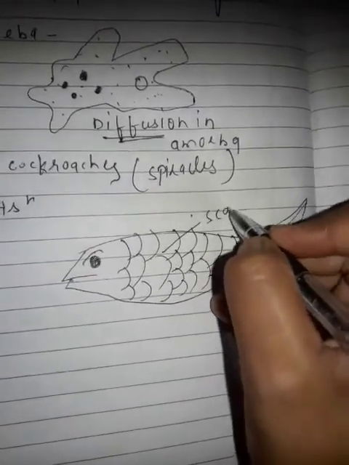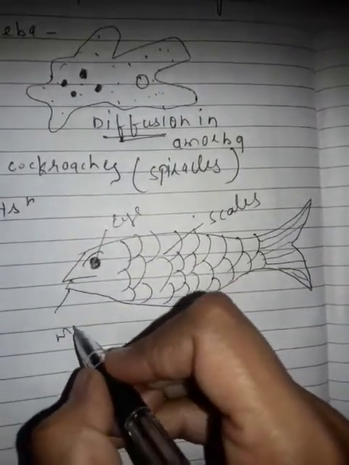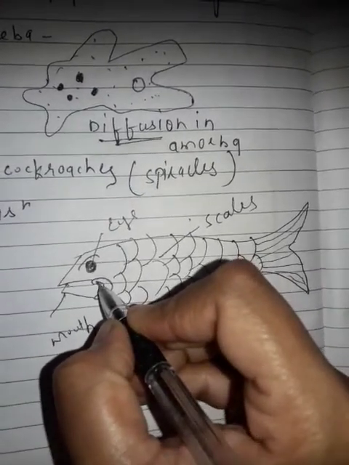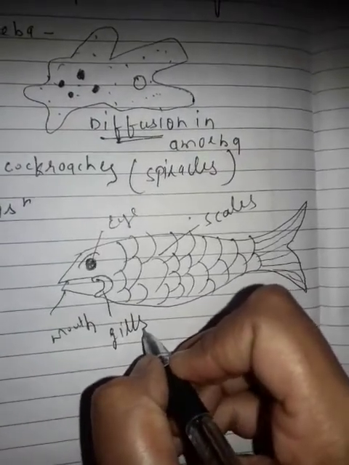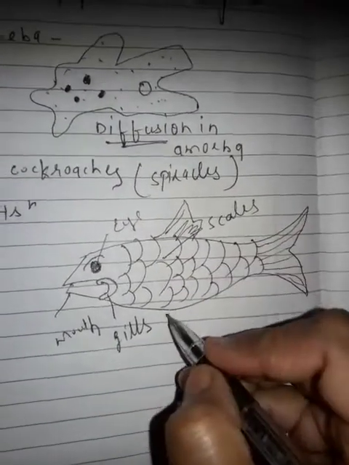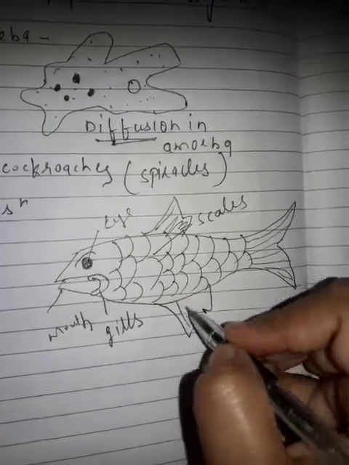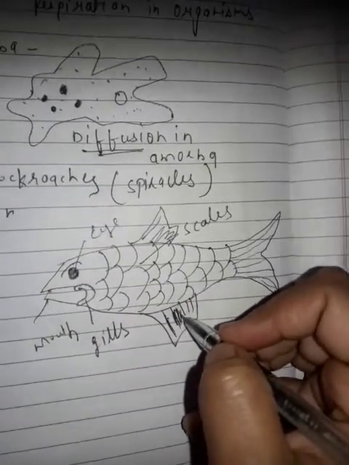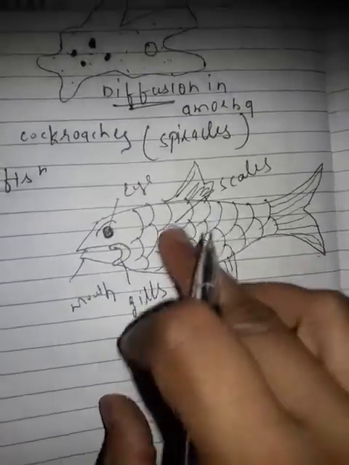This is the scales, eye, mouth, this is the gills. Fish and many other aquatic animals have a special structure, that is the gills.